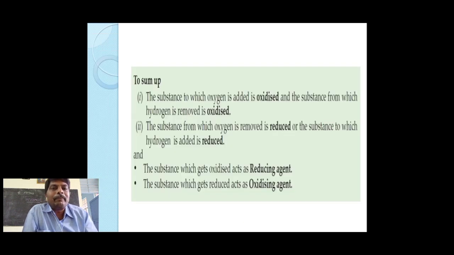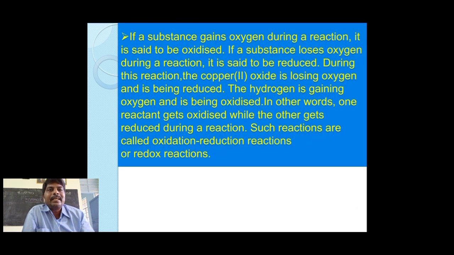So to sum up, you have to remember like this: the substance to which oxygen is added is oxidized, and the substance from which hydrogen is removed is oxidized. The substance from which oxygen is removed is reduced, and the substance to which hydrogen is added is reduced. Simply, the substance which gets oxidized acts as a reducing agent. The substance which gets reduced acts as an oxidizing agent.